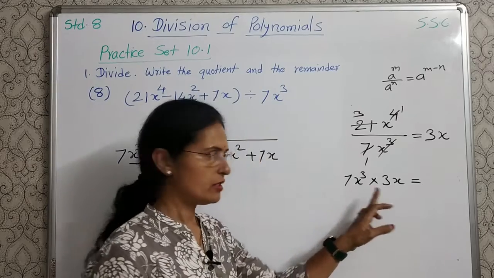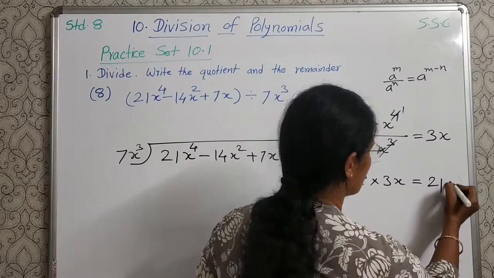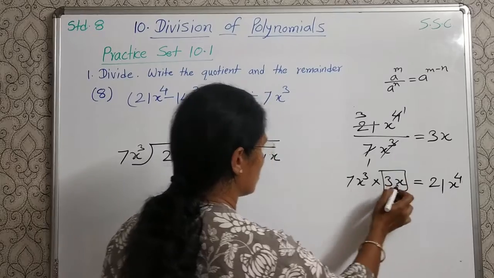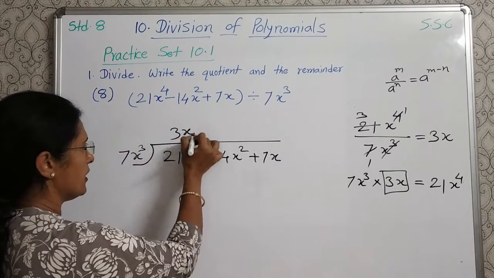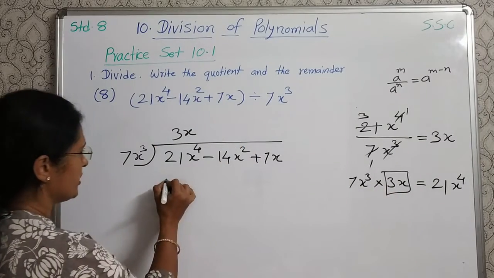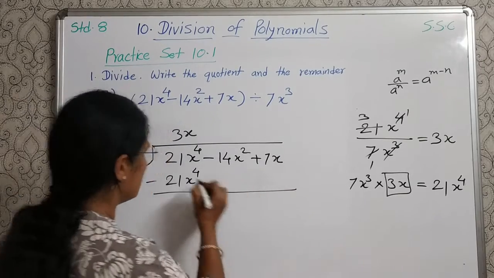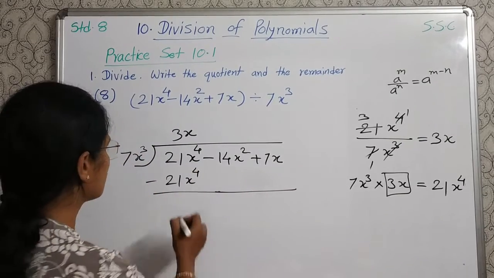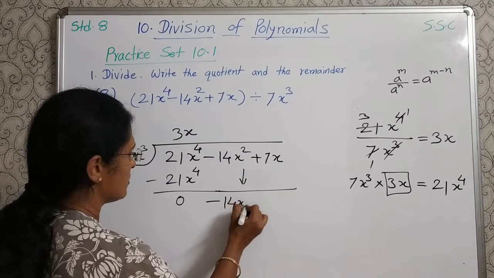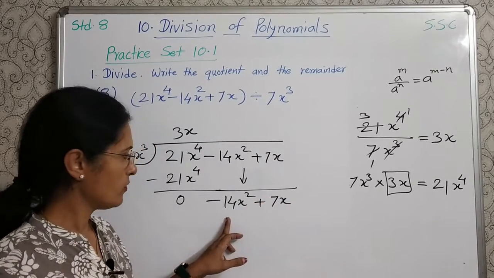So 7x cube into 3x. The product is 7 threes are 21. X cube and x. The product is x raised to 4. Now write this quotient 3x here and the product of this divisor and quotient, which is 21x raised to 4 here, and subtract. Now 21x raised to 4 minus 21x raised to 4 is 0 and this one right here as it is. So minus 14x square plus 7x. Now this is the remainder.